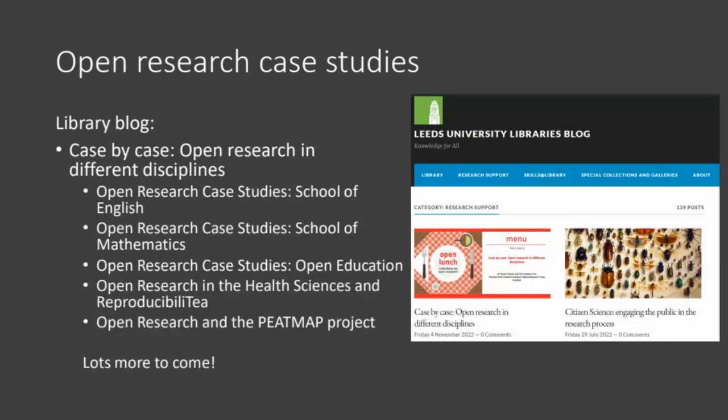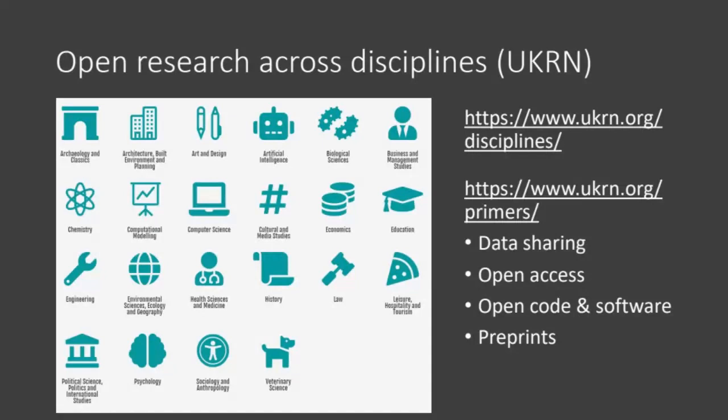One from the School of Mathematics, one on open education, one on health sciences and reproducibility, and one on the PEAT-MET project we were just looking at. Lots more to come. So how many are there, Dorcas? About 50, I think, in all, haven't we? So we'll get those out soon, and lots of interesting stuff there. 51 now, great, thanks.